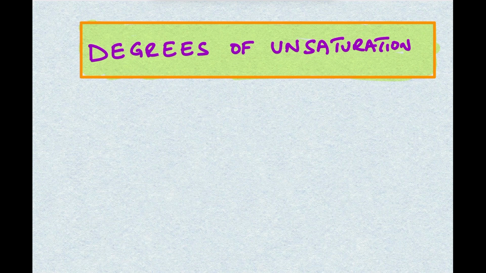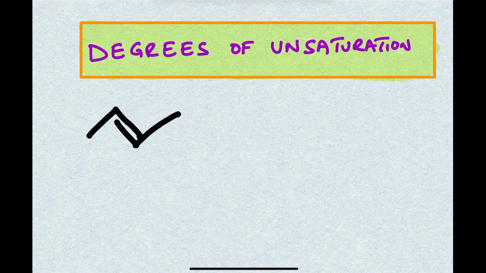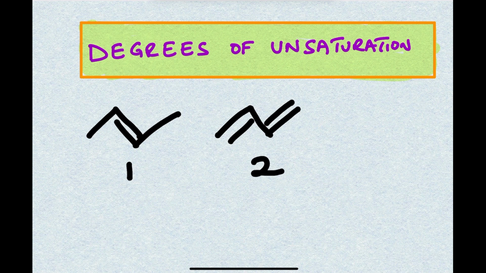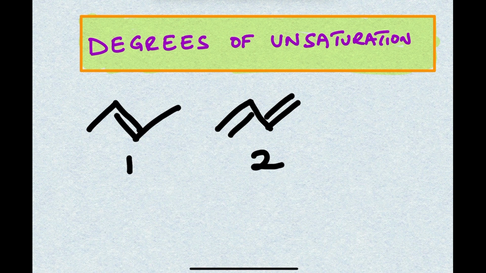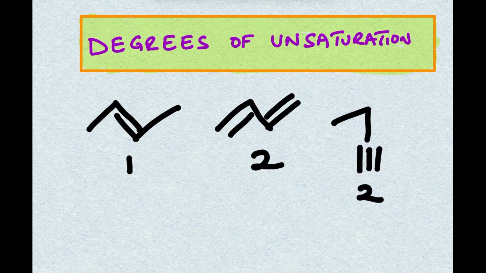Hello and welcome. Today we're looking at how to determine the degrees of unsaturation. Anytime you have a double bond, then it will have 1 degree of unsaturation. So in this structure where you have 2 double bonds, that will have 2 degrees of unsaturation. Now if you have a triple bond, that will be also 2 degrees of unsaturation.